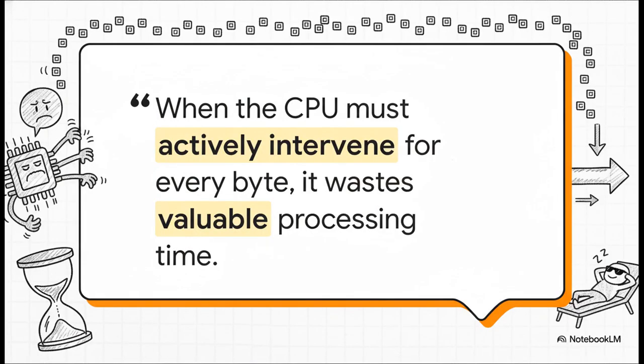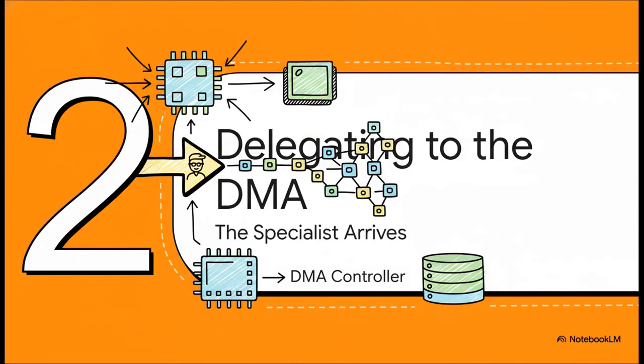Now, for large transfers, this is just wildly inefficient. You're moving a gigabyte file, that's a billion shoulder taps. The CPU has to stop what it's doing, handle that one byte, and then try to get back to its real job, over and over and over again. It's a massive, massive waste of valuable processing time. So how do we fix this mess?